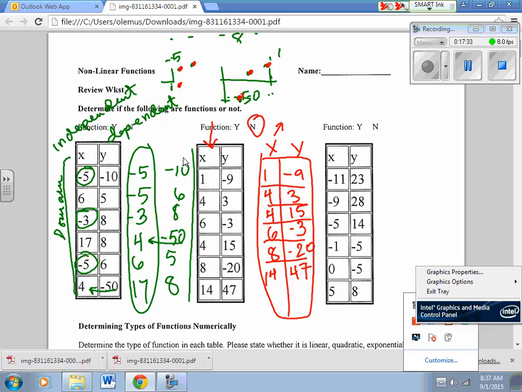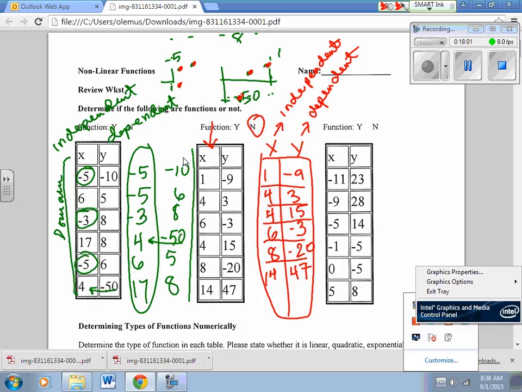The x's are called your independent variable. Make sure you're putting that in your notes. The y's are called your dependent. The independents are also your domain. The dependents are your range. Yeah?